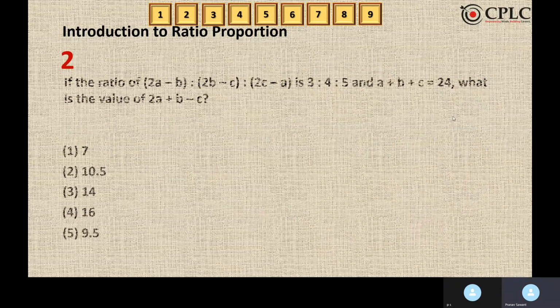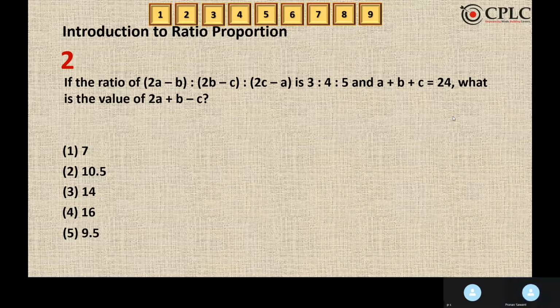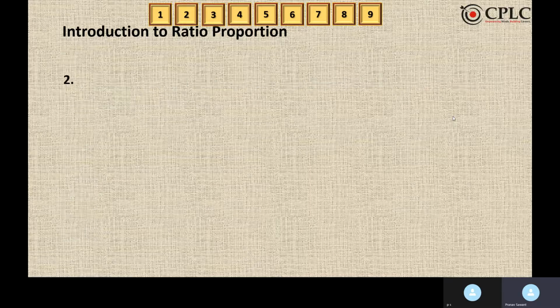Moving to the next question. If the ratio of 2A minus B is to 2B minus C is to 2C minus A is 3 is to 4 is to 5 and A plus B plus C is 24, what is the value of 2A plus B minus C? Over here, there are two things given. First is the ratio, second is the addition, that is 24.